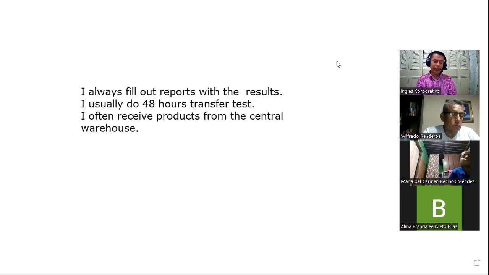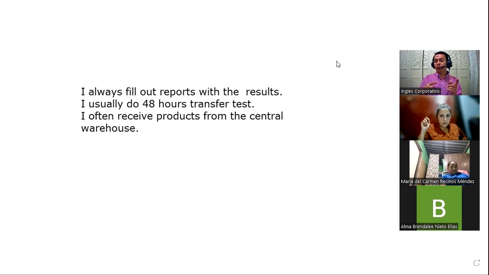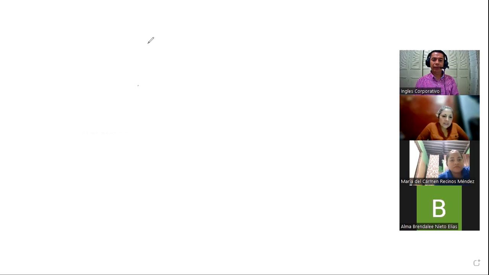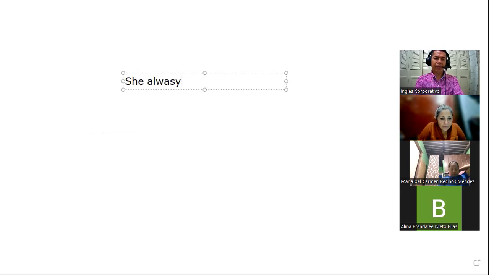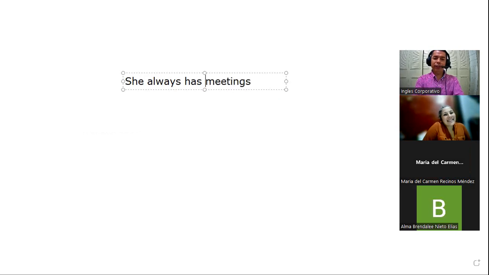Group number two, ready? So the idea is that one student reports on the other student. Un estudiante me va a reportar a cualquier compañerito, okay? I report Elsa. Elsa, she always has meetings. She often takes the lunch at the office. She always has. I'm sorry. She always has meetings, right? Good. Continue. She often takes the lunch at the office.